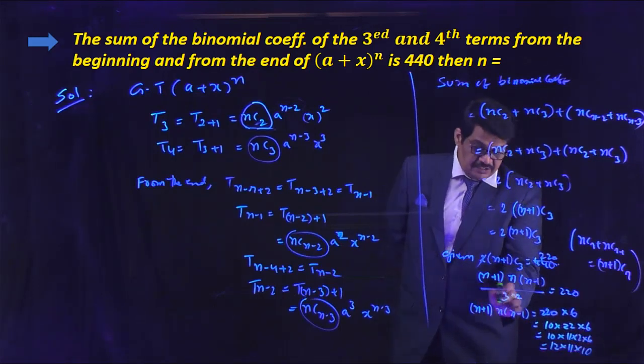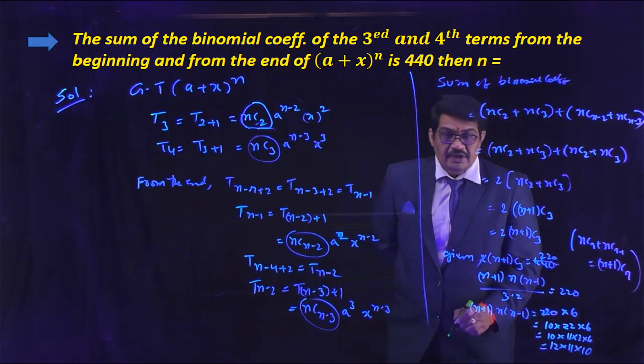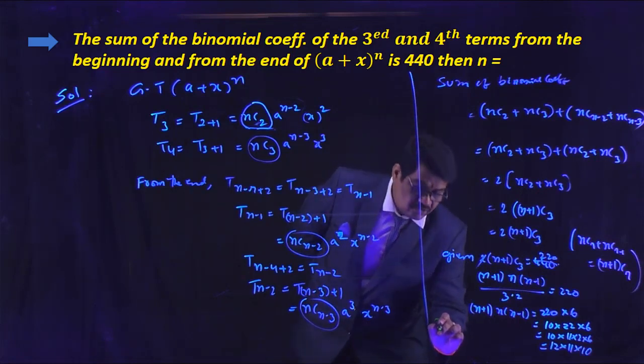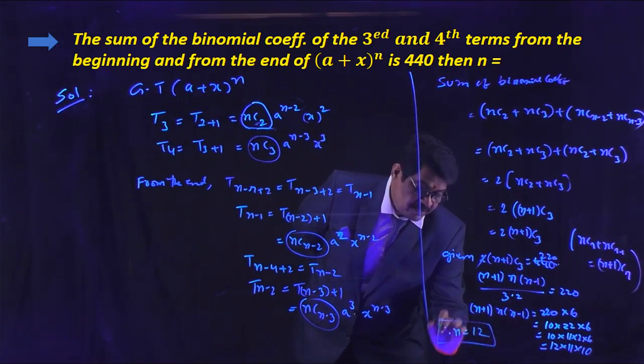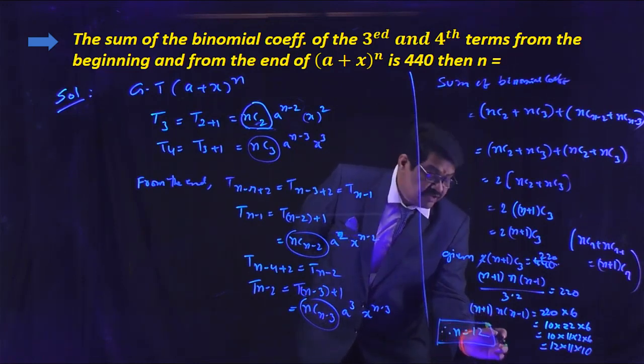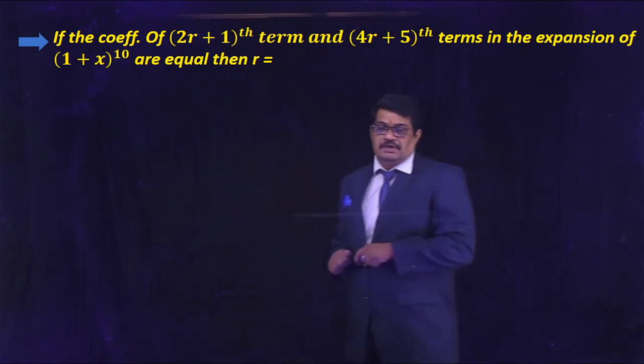So this is n+1, n-1. Okay, so what is the n value here? Therefore n is equal to 12. We are getting the value of n is 12. Okay. See the next problem.